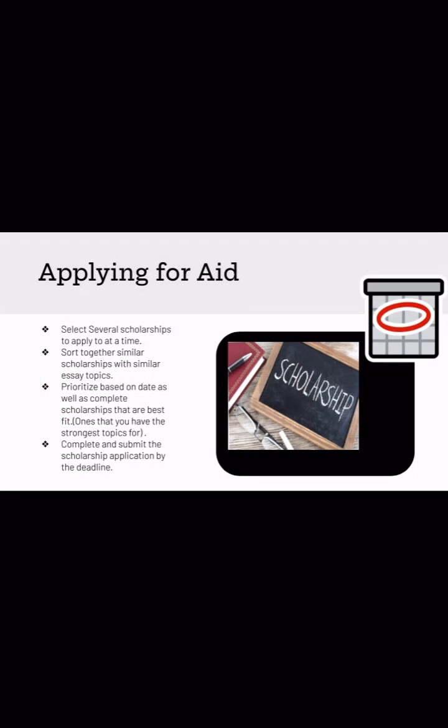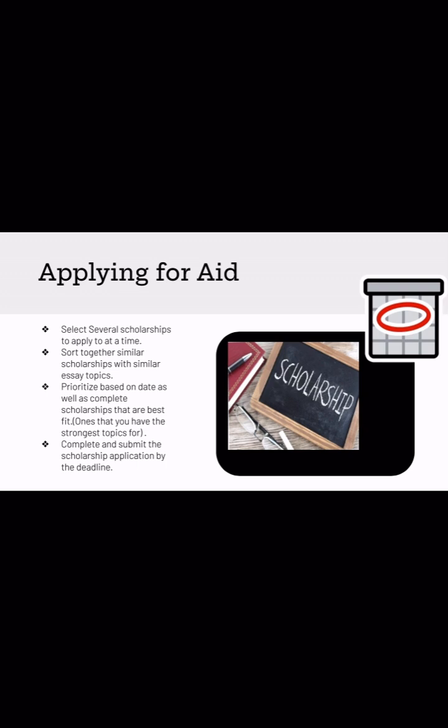Continuing, we have applying for aid. When applying for scholarships, you want to first select several scholarships to apply to at a time. Usually once you go through the process of filtering through scholarships and putting together your profile, you'll be matched with scholarships that meet your criteria or your needs.